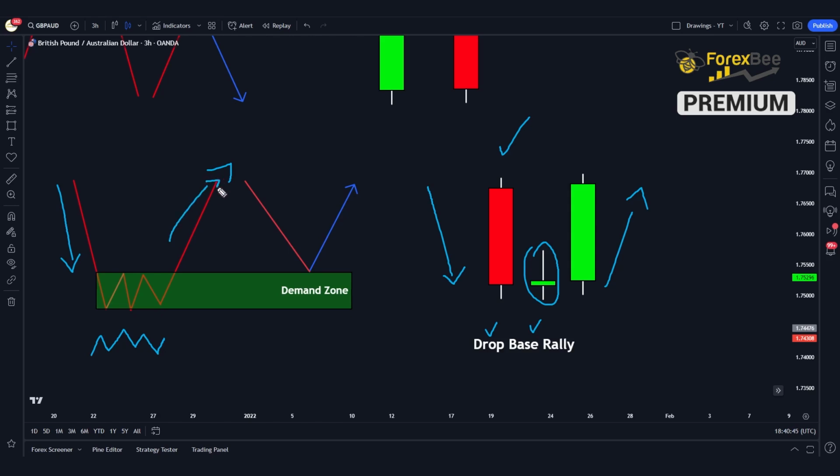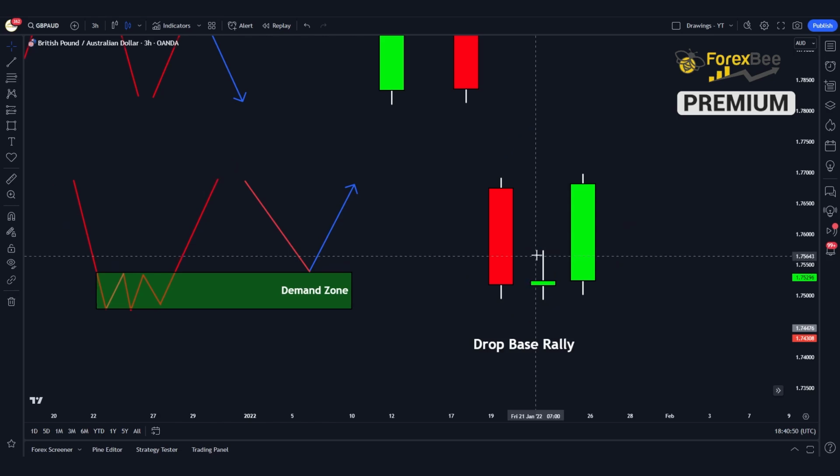So this is the formation of a drop based rally demand zone, and again in the similar manner, we can draw our demand zone at the highs and lows of this base region. Now let's go to our charts and identify this demand zone.